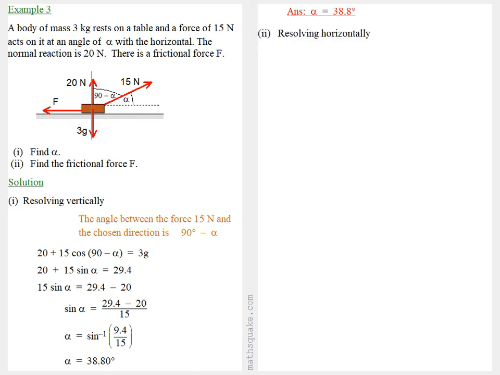Now, if we resolve horizontally, the angle between 15 newtons and the horizontal is alpha. So F equals 15 cosine alpha. Now we know that alpha is 38.80 degrees, so typing that in a calculator we get F is 11.69, so our answer is the frictional force F is 11.7 newtons.